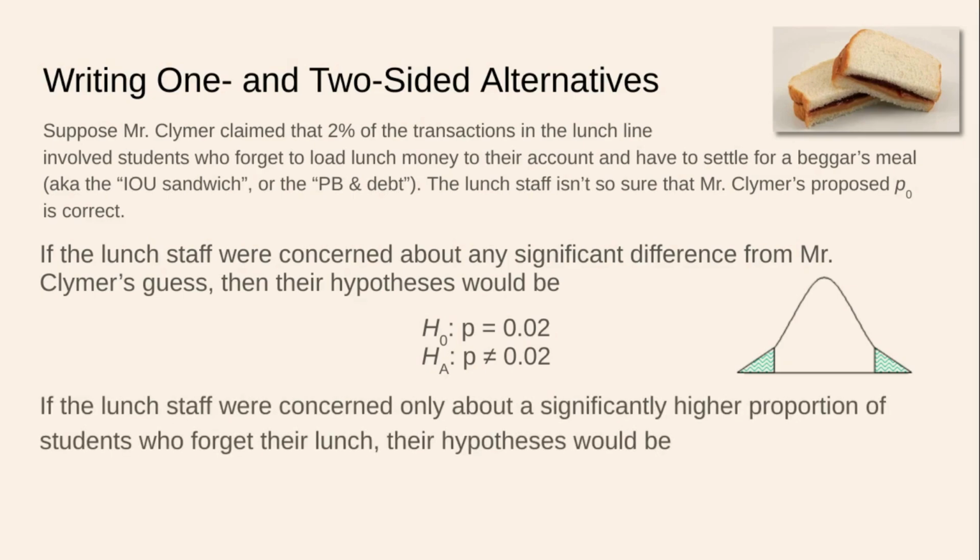If the lunch staff were concerned only about a significantly higher proportion of students who forget their lunch, their hypotheses would be P equals 0.02 for the null, and P is not the not equals, but specifically greater than 0.02. And we would only be working with the right side of the normal model. Okay, so you have one- and two-sided alternatives in reverse order.